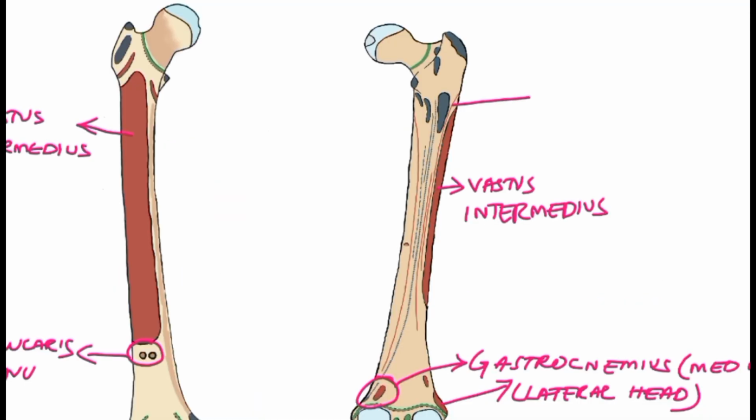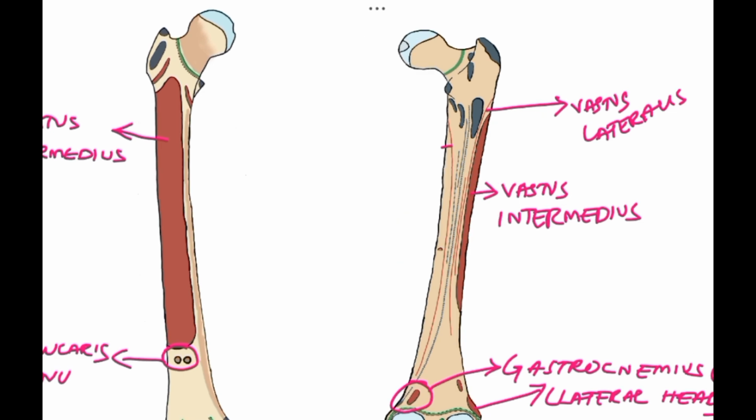Vastus lateralis, we have seen it before. It arises from part of the intertrochanteric line and anterior inferior aspect of the greater trochanter, the lateral margin of the gluteal tuberosity, and the upper half of the lateral lip of linea aspera. Vastus medialis, same as vastus lateralis, arises from the lower part of the intertrochanteric line, spiral line, medial lip of linea aspera, and medial supracondylar line.